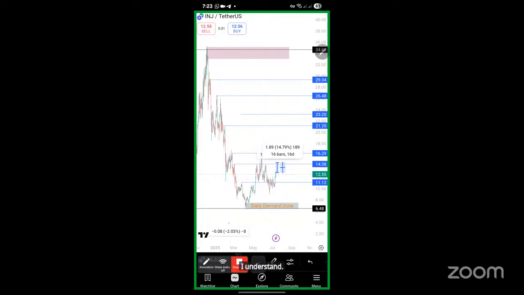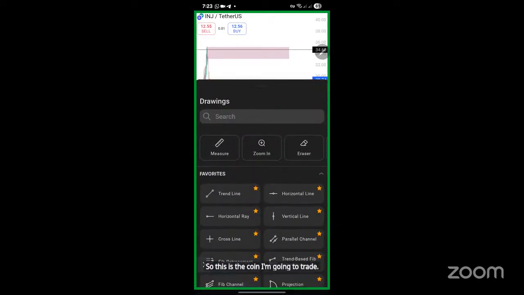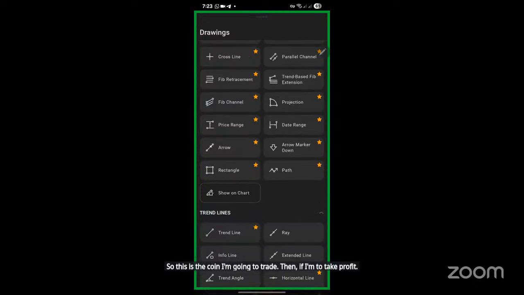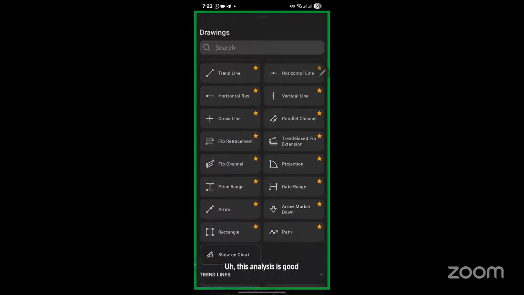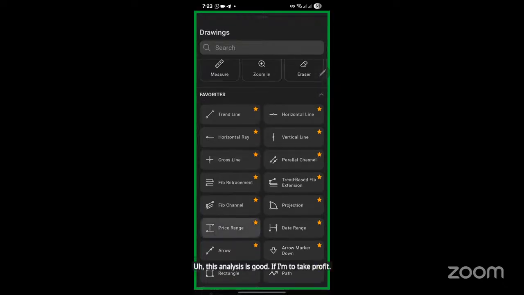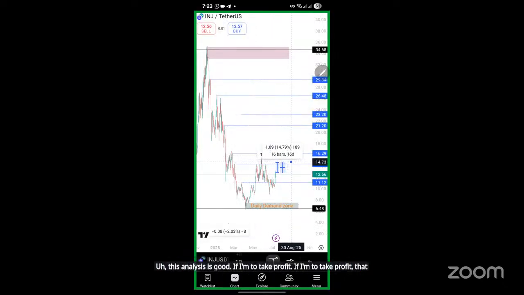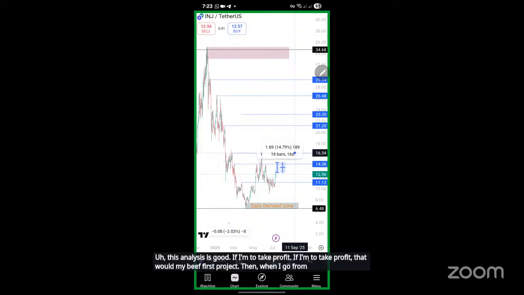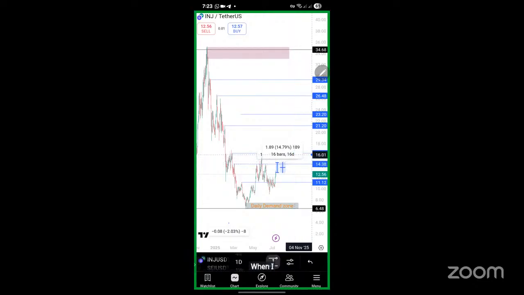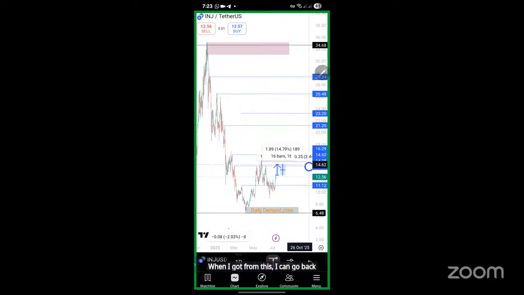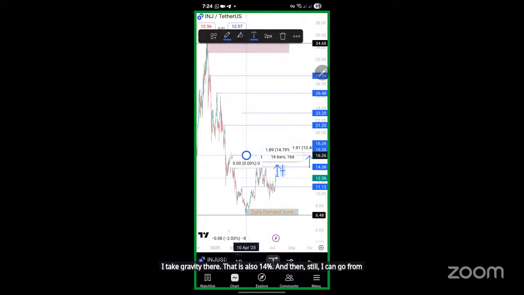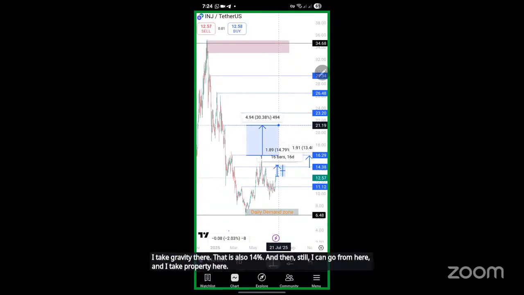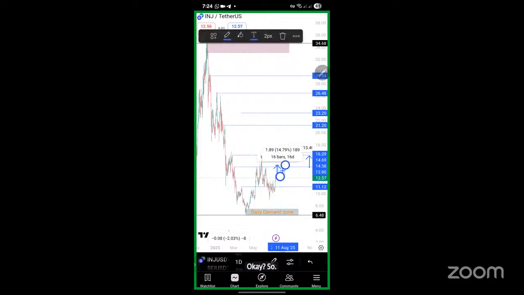So this is the coin I'm going to trade. Then, if I'm to take profit, this analysis is good. That will be the first target. Then when I go from here, I can go back here and take profit there. That is also 14%. And then still, I can go from here and take profit here. Okay, so the range is like this.